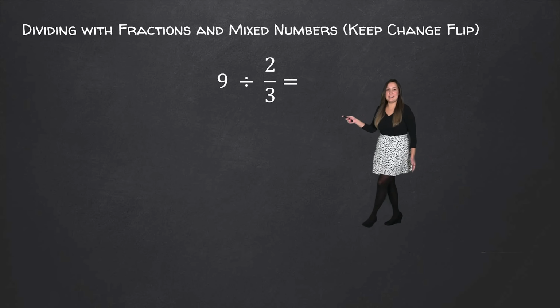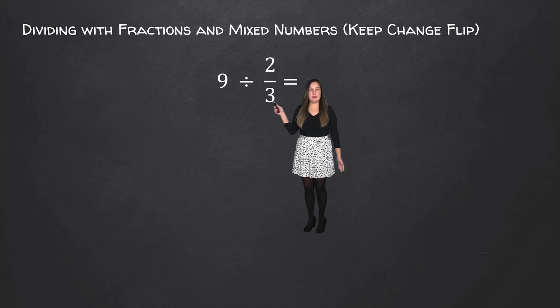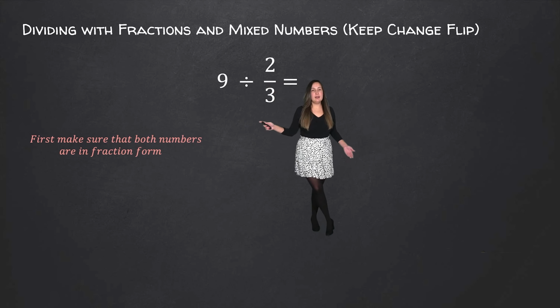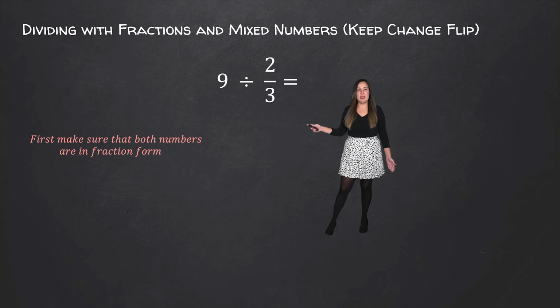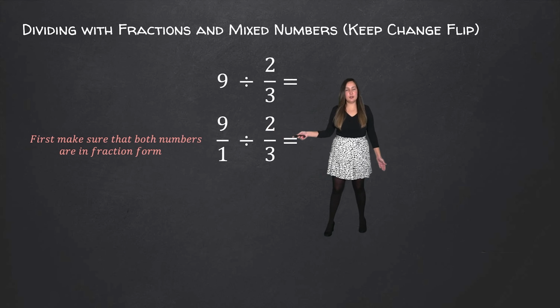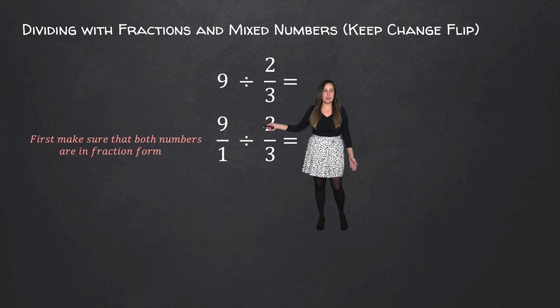Here we have another example. We have 9 divided by 2/3. Now 2/3 is in fraction form, but 9 is not. So we have to rewrite this so that both our numbers are written in fraction form. So instead of writing 9, we write 9 over 1 divided by 2/3. And that's because 9 over 1 is equivalent to 9, but it's written in fraction form.